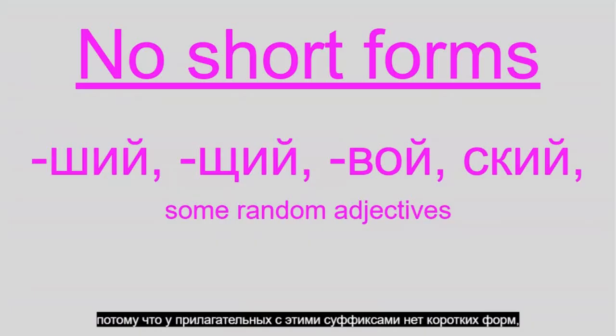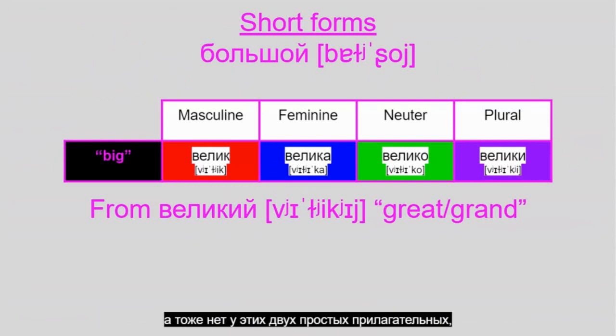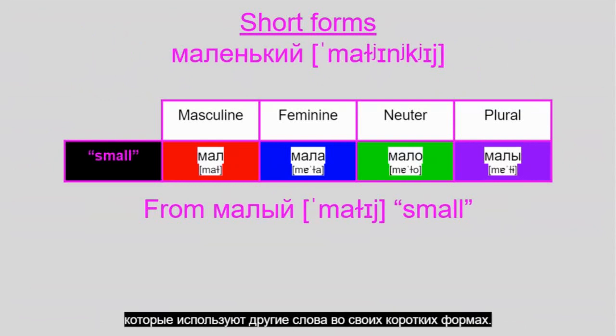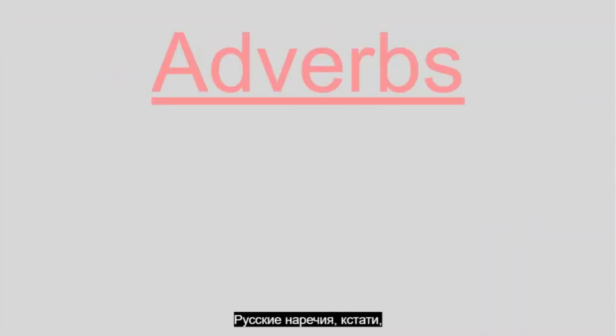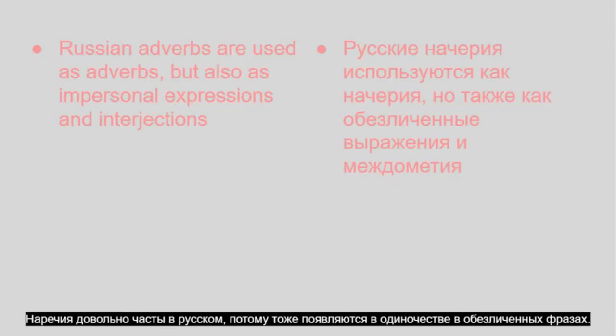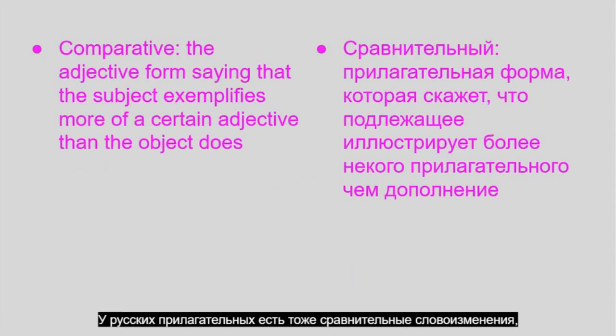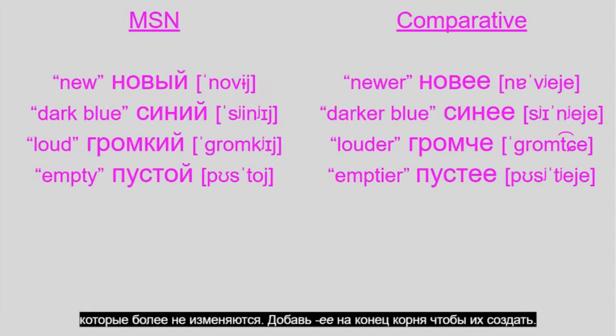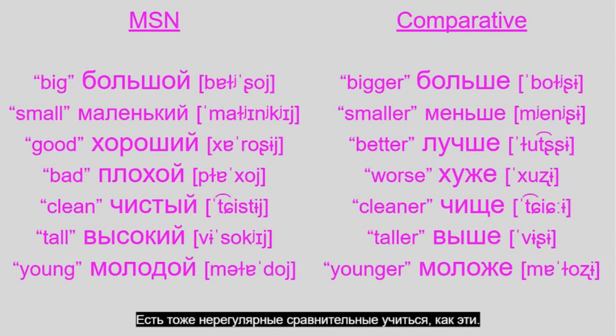doctor is busy. Of course, it's not that easy, as adjectives with these endings don't have short forms, and neither do these two common adjectives, which use different words in their short forms. Russian adverbs, by the way, are formed with o following the root, just like the neuter short form. Adverbs are fairly frequent in Russian, as they also appear alone in impersonal phrases. Russian adjectives also have comparative inflections, which aren't inflected any further. Add ye to the end of the root to create them. There are also irregular comparatives to learn, like these.